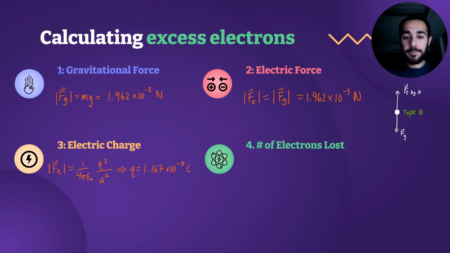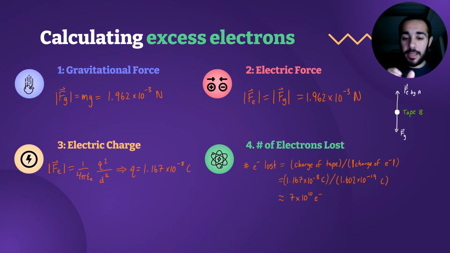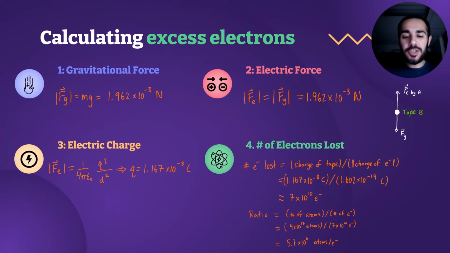Now, we need to figure out how many electrons were lost. By taking the charge of the tape and dividing it by the absolute value of the charge of an electron, we can determine that there were exactly 7 times 10 to the 10 electrons that were lost in this process. Taking the ratio, all this means is that for every 5.7 times 10 to the 6 atoms, 1 electron was lost.